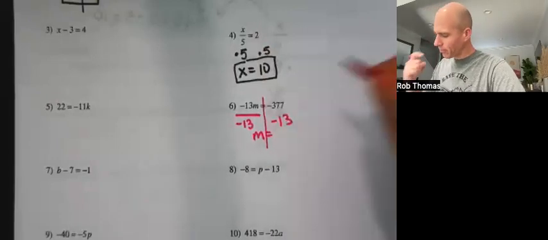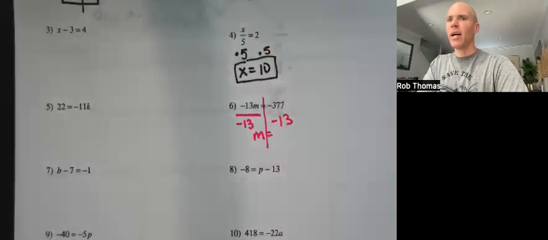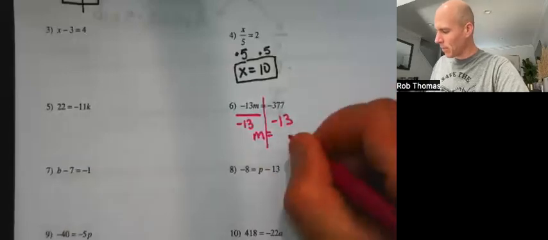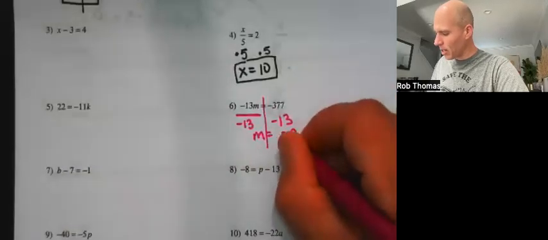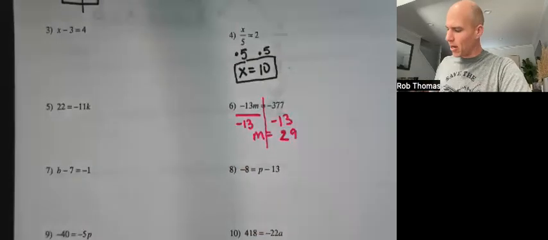Okay, so let's see here. Negative 377 divided by 13. Well, I think I'm going to get a positive, right? Negative divided by negative is positive. So how many times can 13 go into 377? 30 would make 390, so it's got to be 29. I'm going to go with 29. Tell me in the comments if I got that wrong. All right, and let's box it.